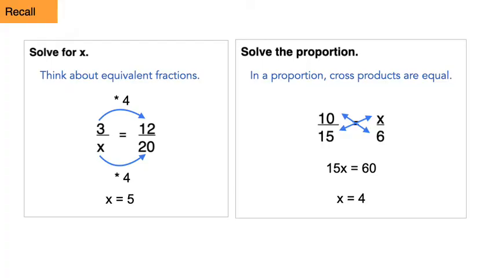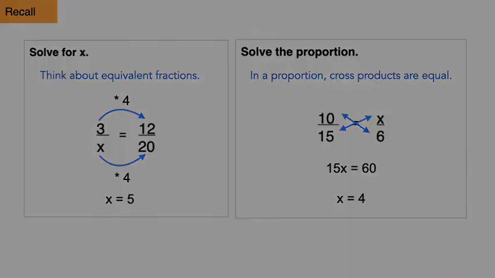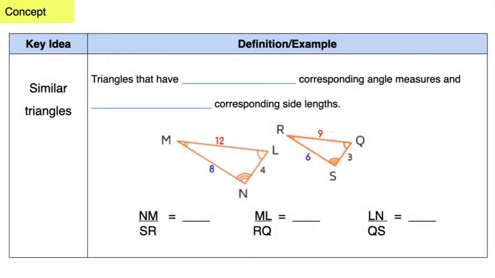I can check that that value of x makes sense. If I plug it back into the fraction on the right, 4/6 is equivalent to 2/3, and the fraction on the left, 10/15, is also equivalent to 2/3. So now let's move on to our new concept of similar triangles.